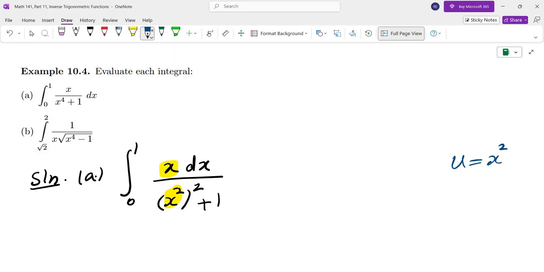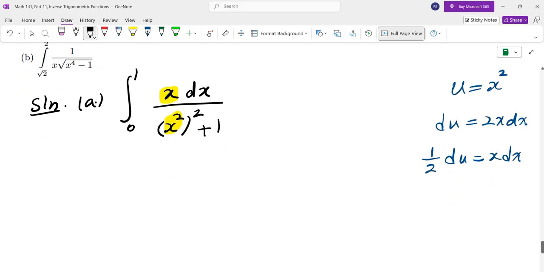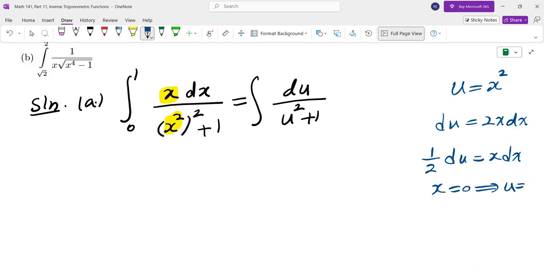So u equals x squared, du is 2x dx. Divide by 2, we get 1/2 du is x dx. So we can substitute x dx by 1/2 du, and the bottom is u squared plus 1. Now we need the limits of integration also. So if x equals 0, u is 0 squared, which is 0. And if x is 1, u is 1 squared, which is also 1. So the limits of integration are still 0 to 1.